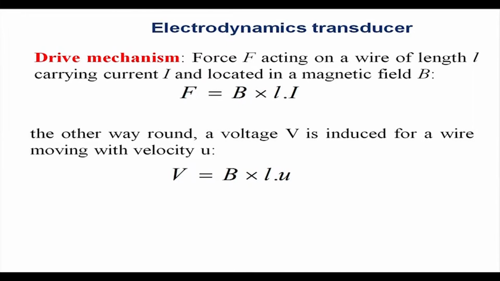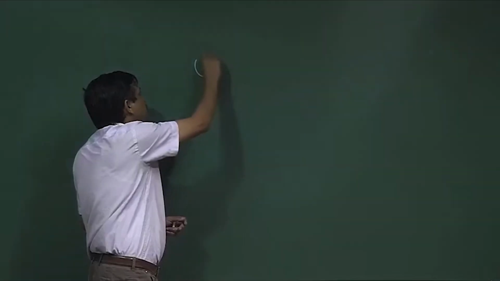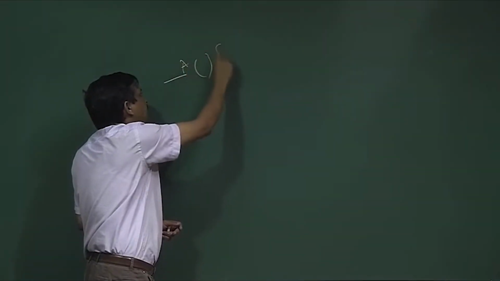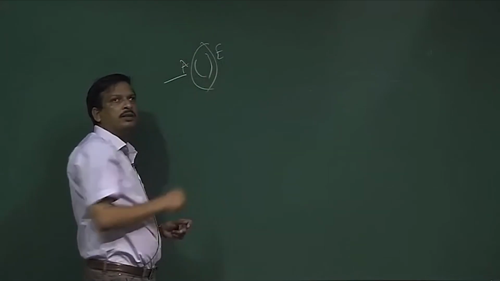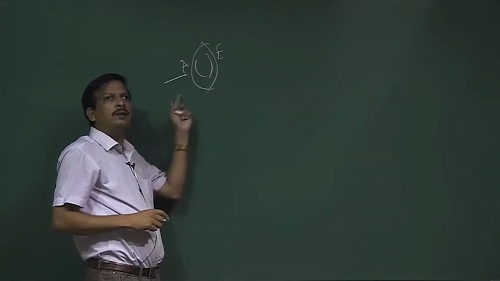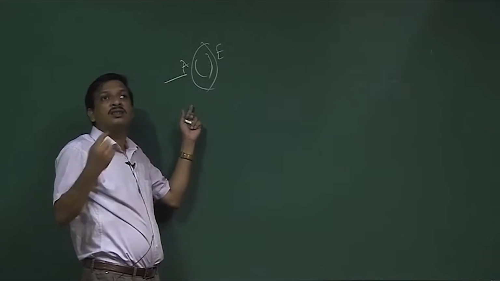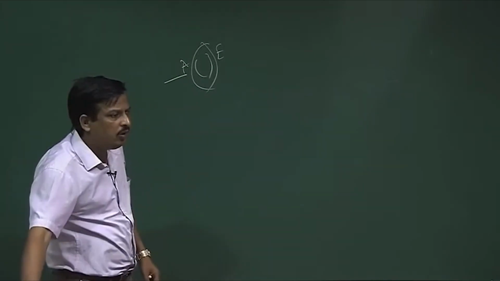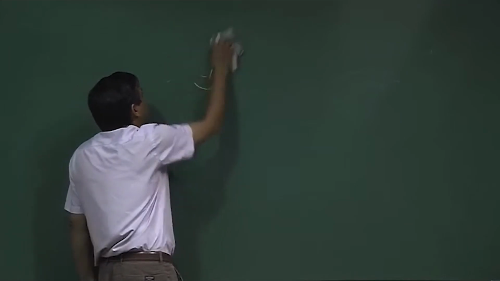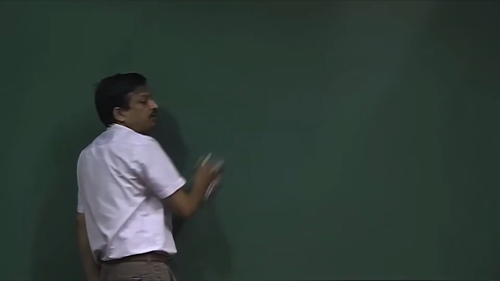Now, there is something called an electrodynamic transducer. The device which transduces between acoustical and electrical is called a transducer. It may be a microphone or it may be a loudspeaker. So, it is nothing but an acoustical transducer. One form of the acoustical transducer is called the electrodynamic transducer.